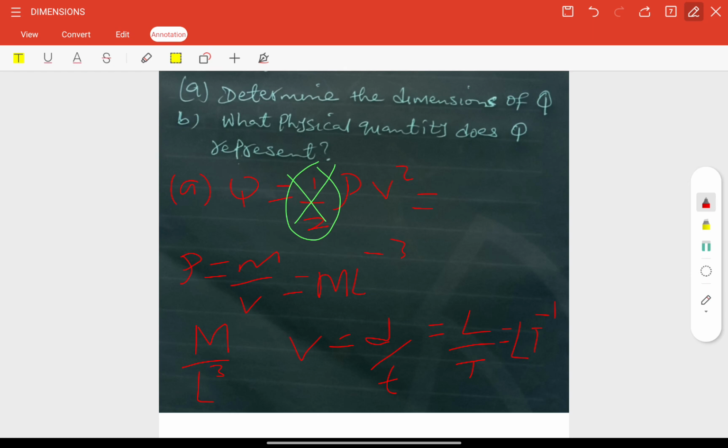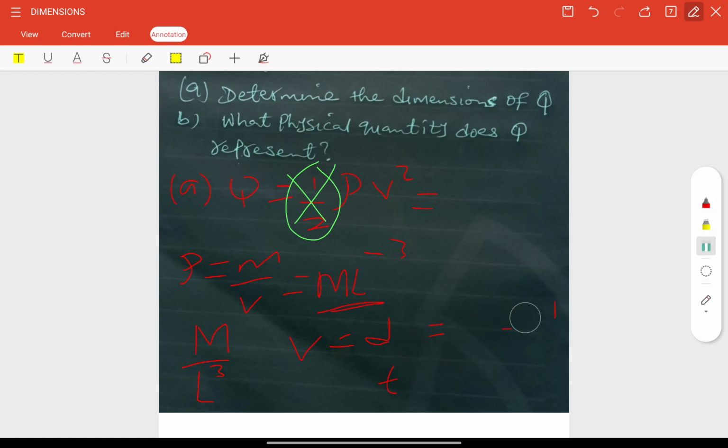So what I'm going to do is to substitute the dimension of density and the dimension of speed. But this speed is squared here. If I square this, that means this L is going to be squared and this T is going to be raised to power minus 2.